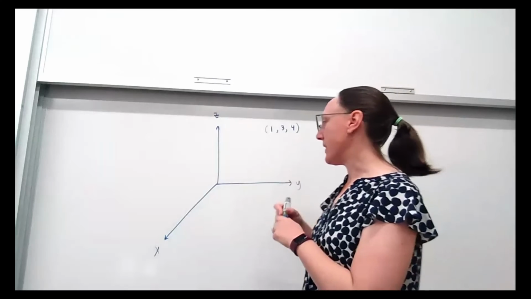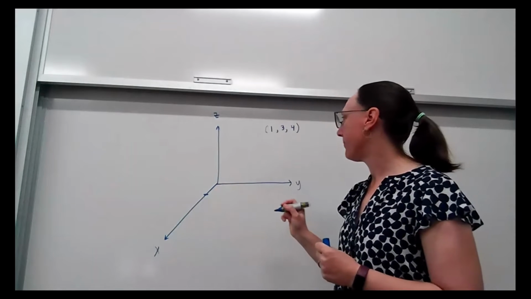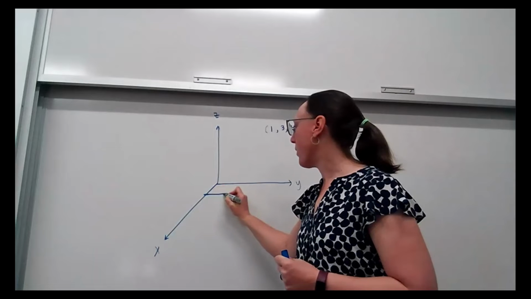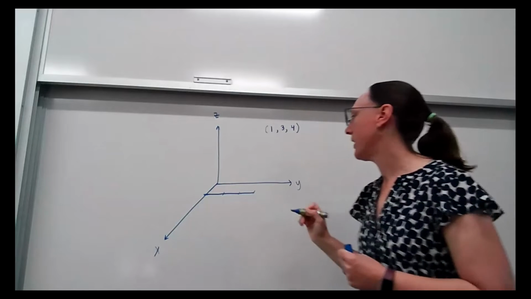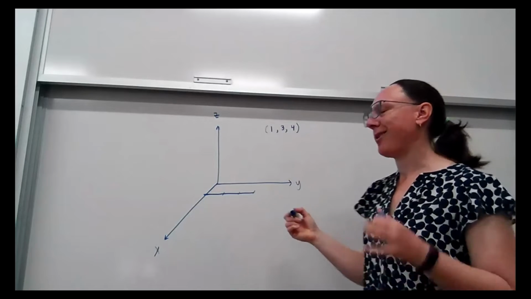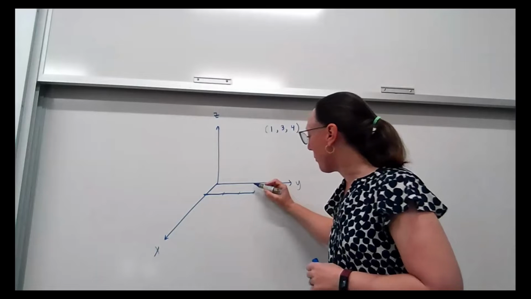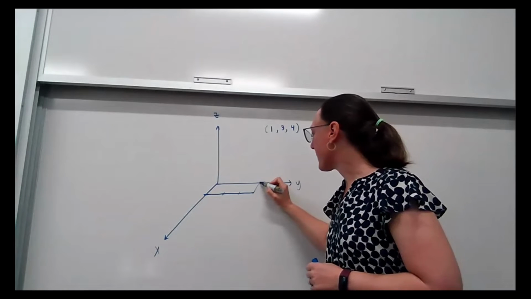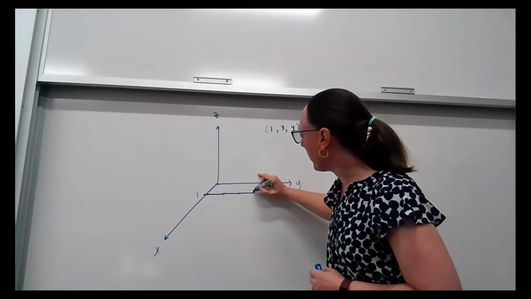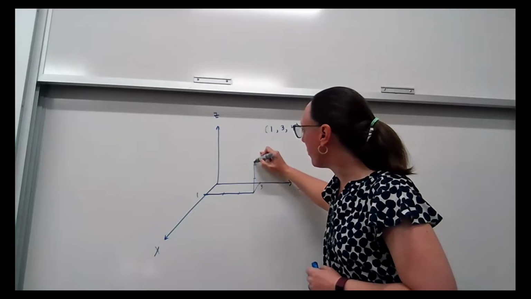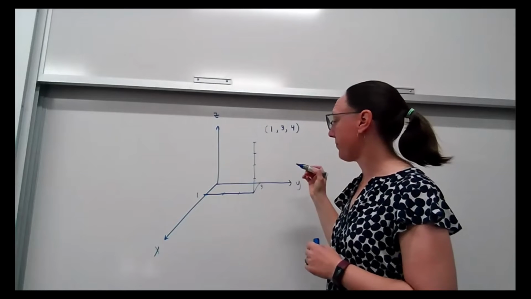And what this means is that I've walked out 1 in the x direction, 3 units in the y direction, 1, 2, 3, and then up 4 units. Okay, I didn't do so bad on my drawing before. So I'm going to draw that back to the y-axis. That was a 3, that was a 1, and I'm going to go up 4 units. So 1, 2, 3, 4.